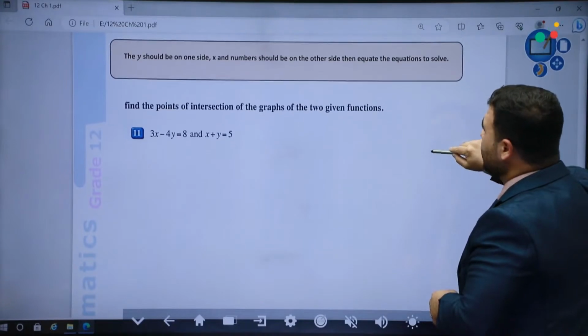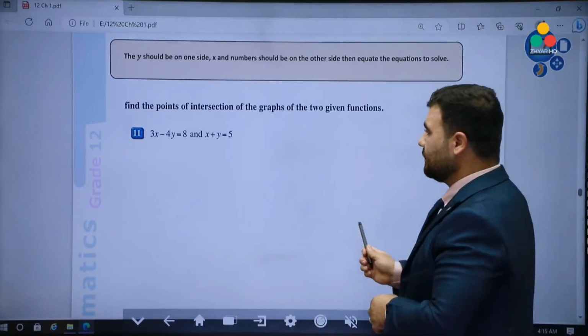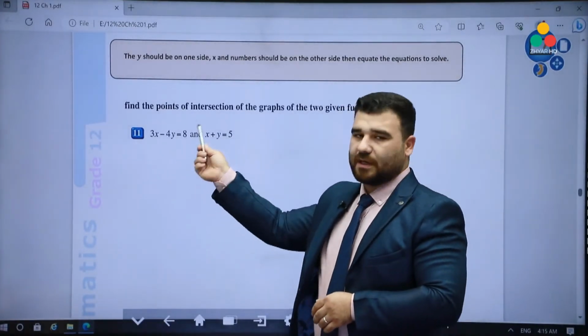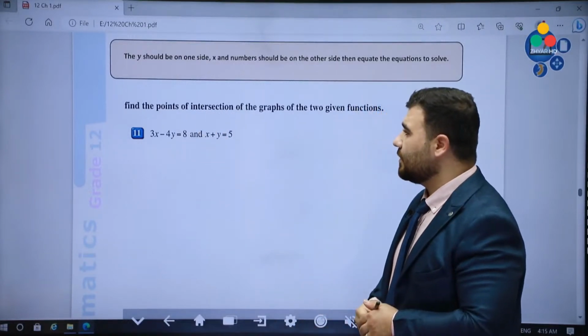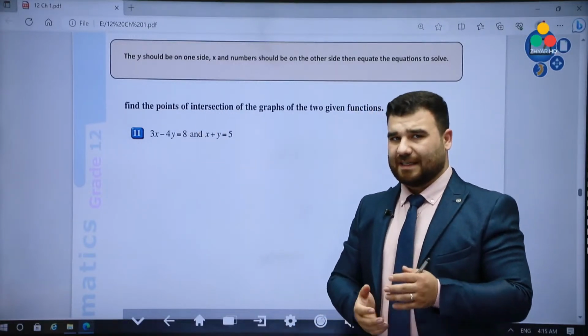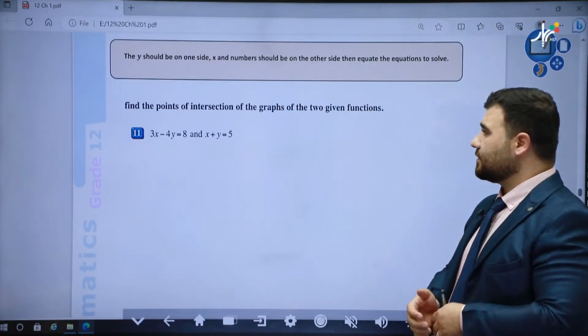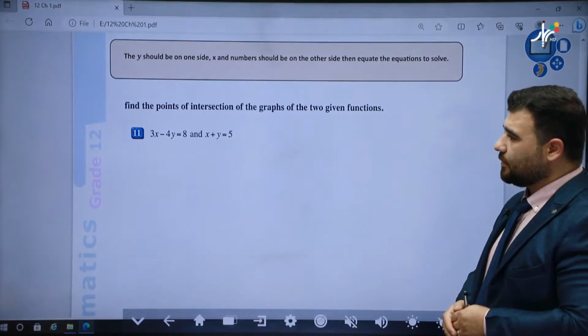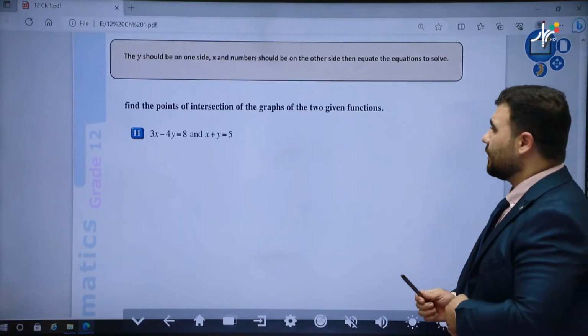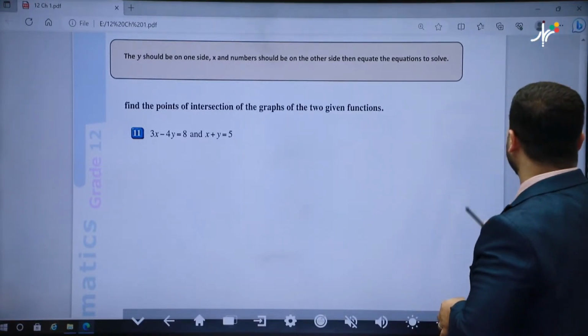We have another question that has a different idea. Again, x and y is mixed. If we look at the question, find the points of intersection of the graphs of the two given functions. 3x minus 4y equal to 8, x plus y equal to 5. Let's do it.